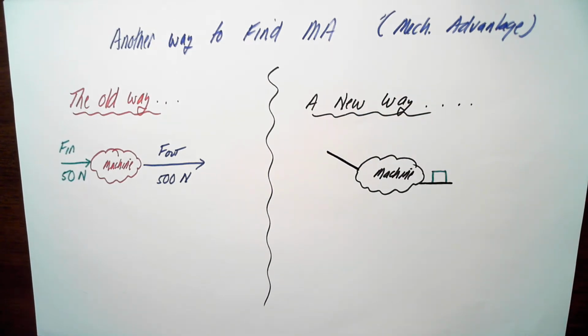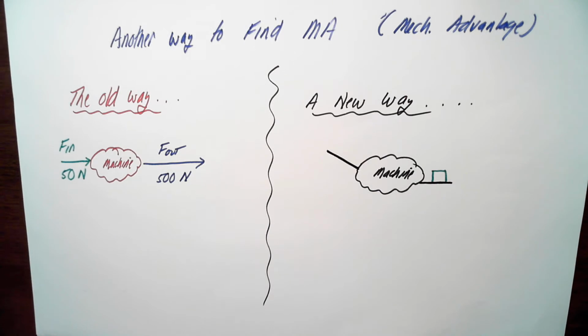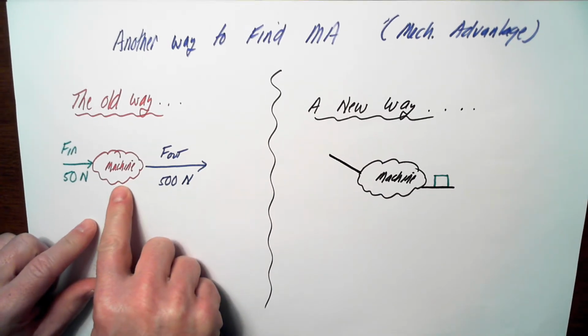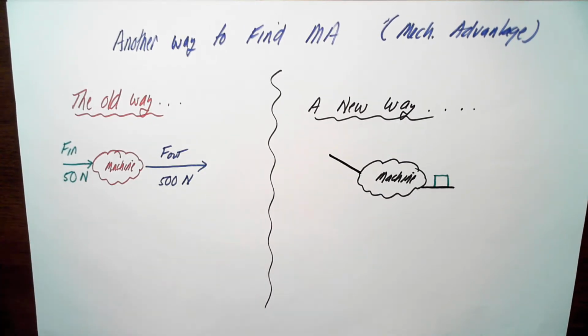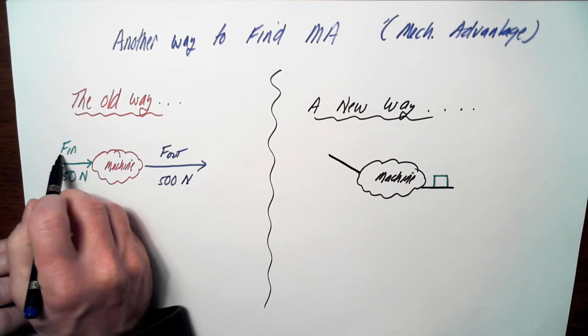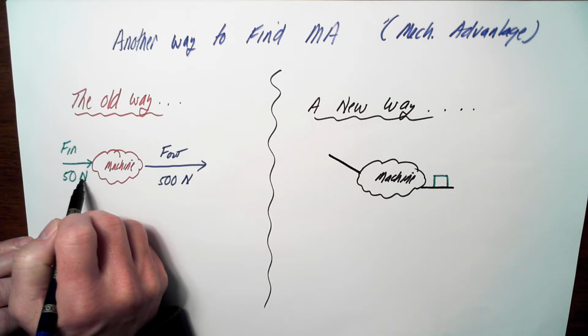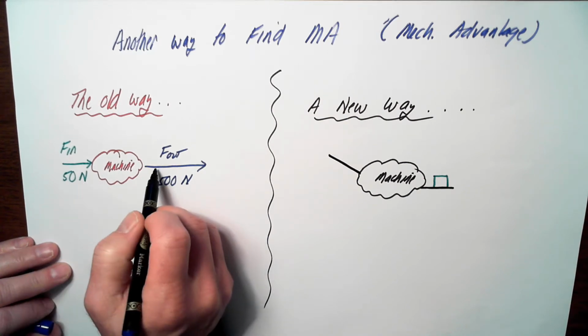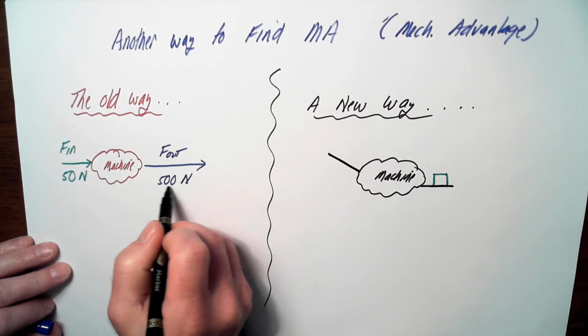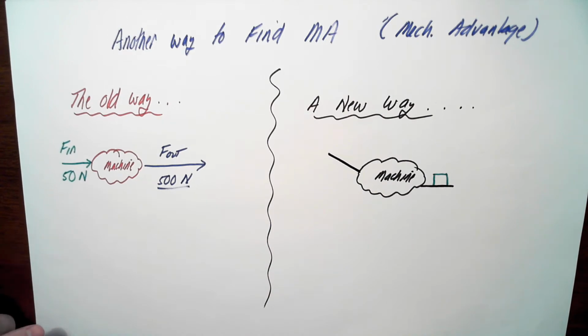Today we're going to talk about a new way to find out the mechanical advantage of a machine. But let's first talk about the old way. All right, so here's some machine. We don't know what it is, so that's why the cloud. But one thing we do know from the problem is if you provide an input of 50 newtons, the output side of your machine puts out 500 newtons.